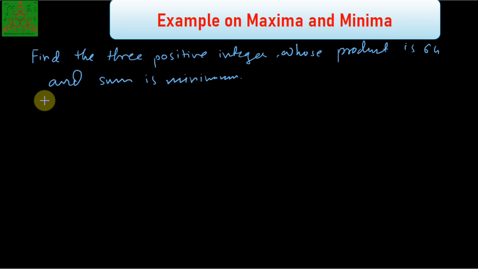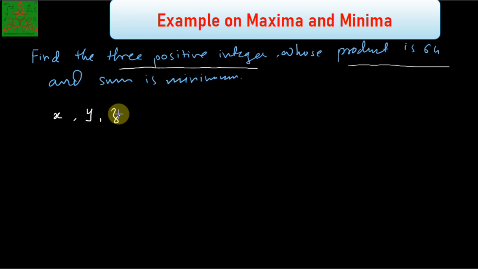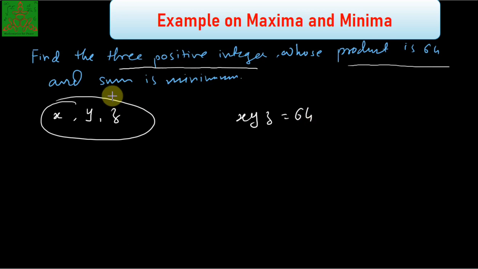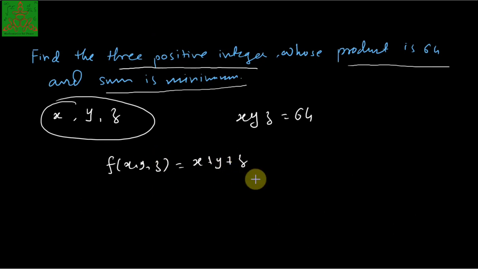Here the problem is that there are three integers whose product is 64. Suppose that the three integers are x, y, z. Given that the product is 64, the sum of these numbers should be minimum. So I am defining the function f of x, y, z, which is x plus y plus z. I want this function to give the minimum value.